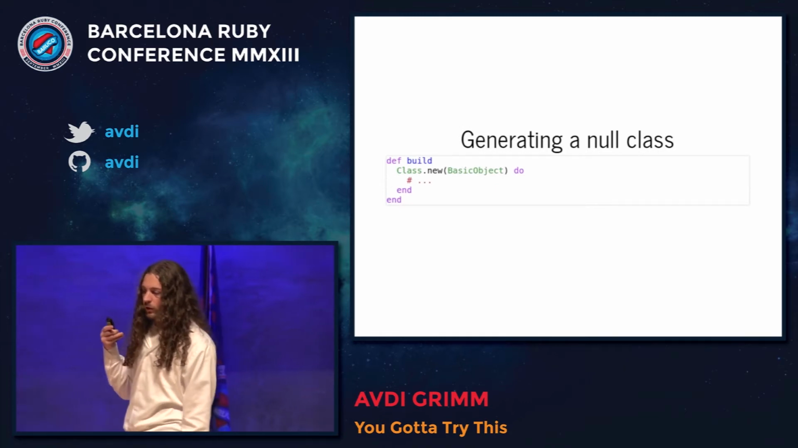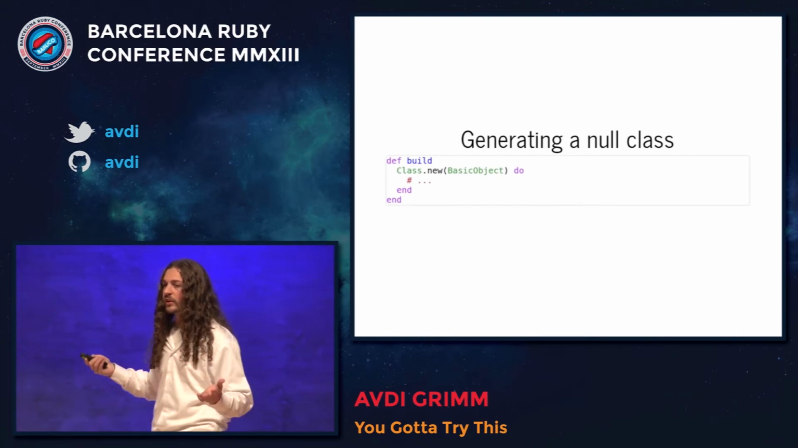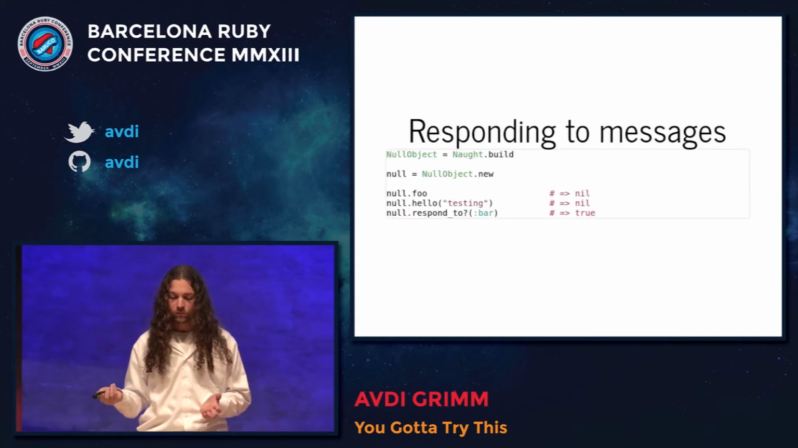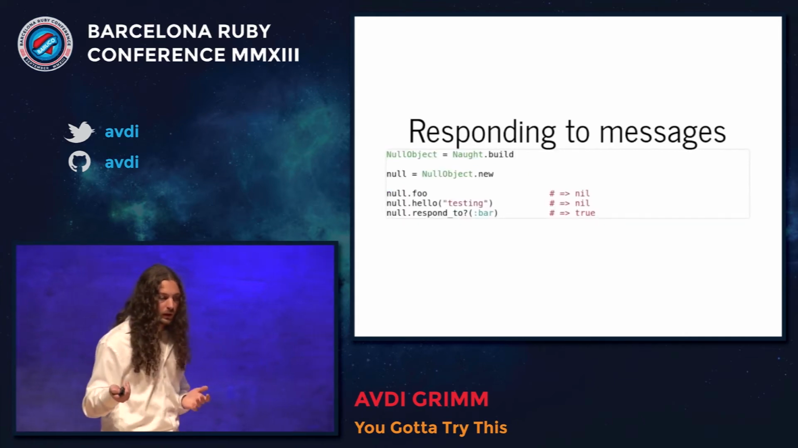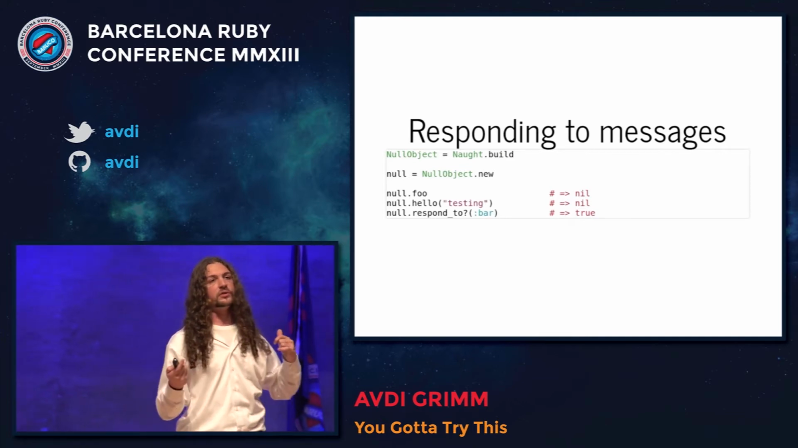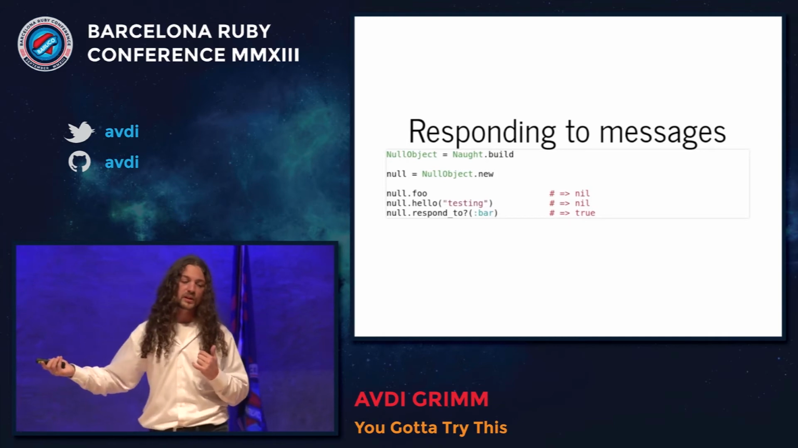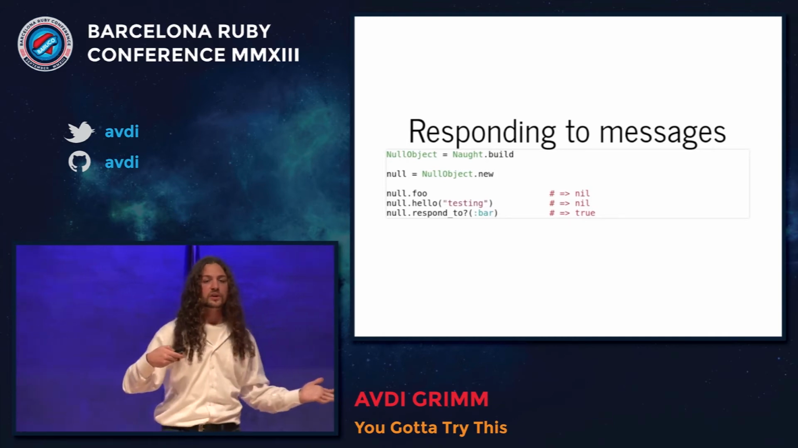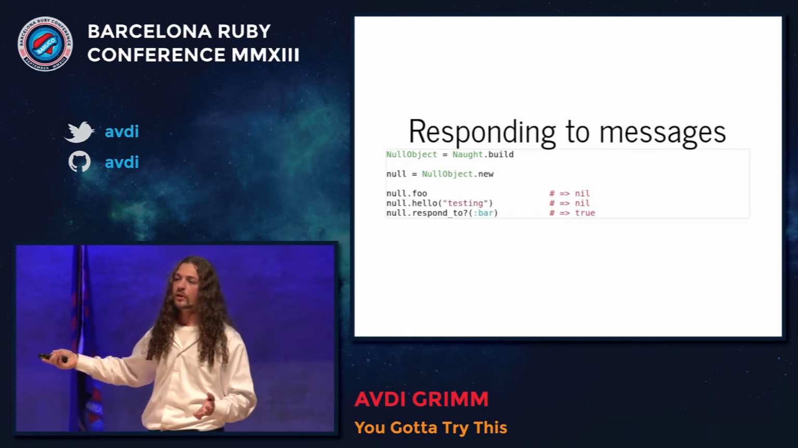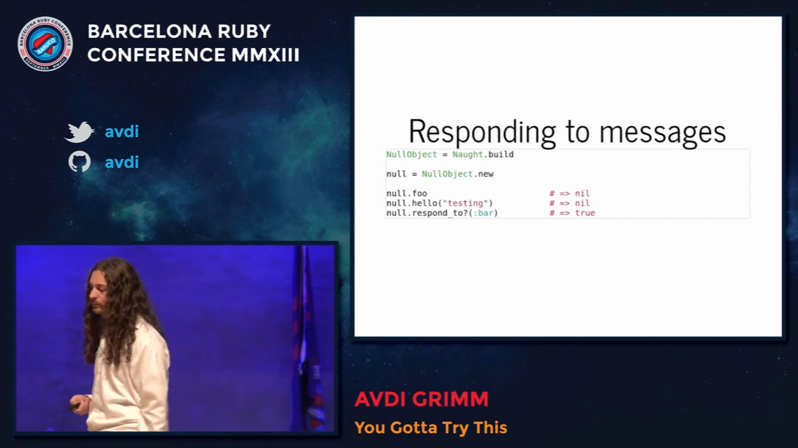So how do we generate a null class? Well, we start off by simply saying class.new, like we just saw. And it seems like a good default implementation of a null class would be a class whose instances simply respond to any message with nil. It seems like a good out-of-the-box default. So how do we do that?